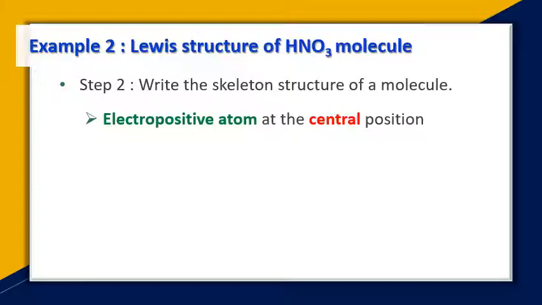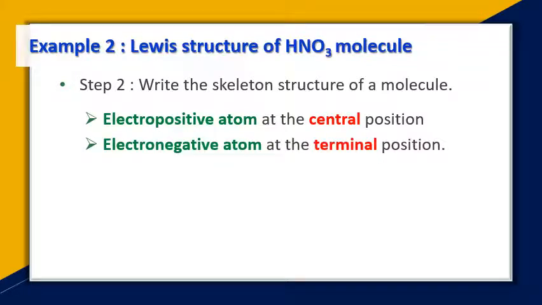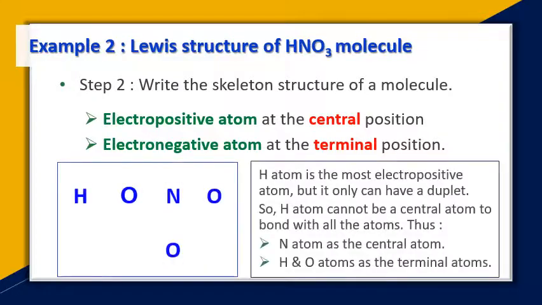The electropositive atom will be at the central position and the electronegative atoms will be at the terminal positions. Since the hydrogen atom is the most electropositive atom, but it can only have a duplet configuration, it is impossible for hydrogen to be the central atom bonded with all the atoms. Thus, the nitrogen atom will be the central atom, while the hydrogen and the oxygen atoms are the terminal atoms.